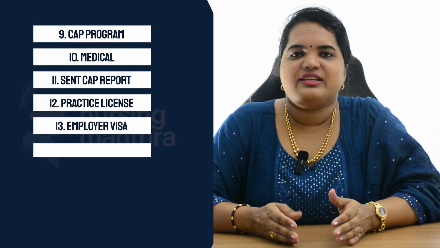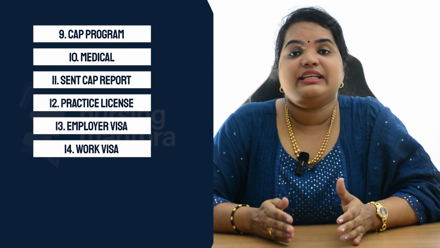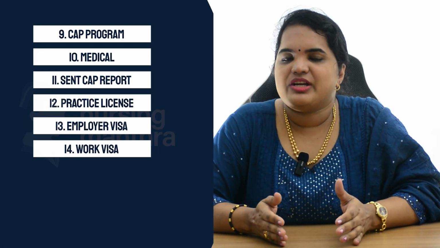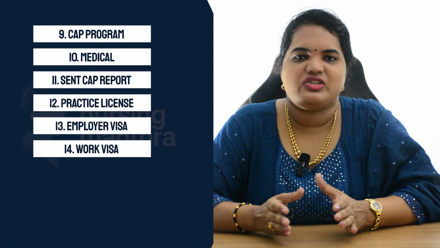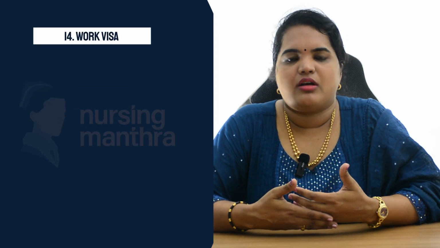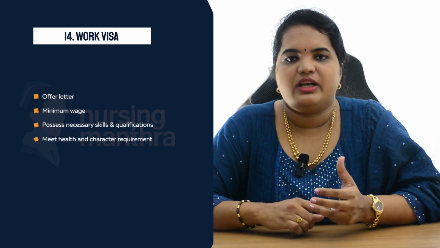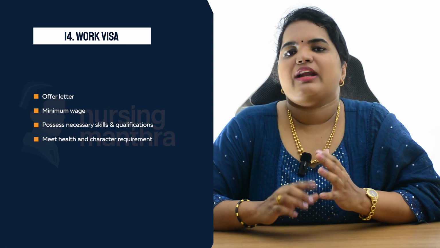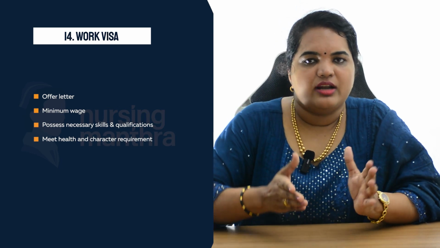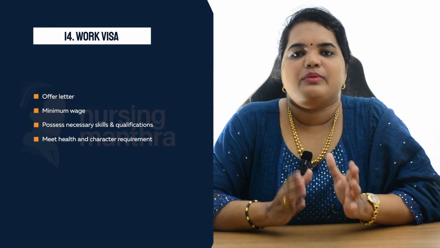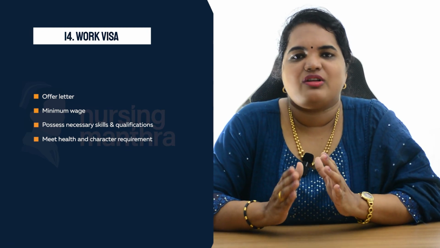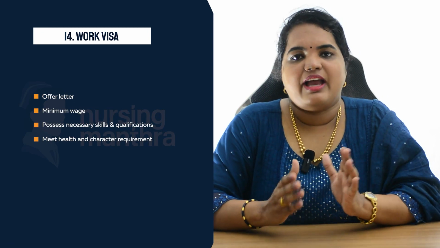Step 14, you have to get an accredited employer work visa. Accredited employer work visa details are mentioned on the New Zealand immigration website. You can check whether the employer is accredited or not. For the visa process, the documents required are an offer letter from the accredited employer for at least 30 hours per week. Your employer must pay you at least the New Zealand median wage unless your occupation is exempted. You must have the necessary skills and qualifications for the job, and meet the health and character requirements. These are the steps involved to get nursing registration in New Zealand.